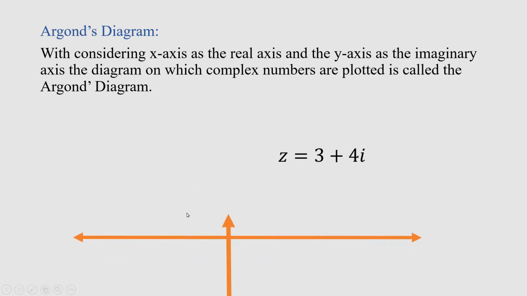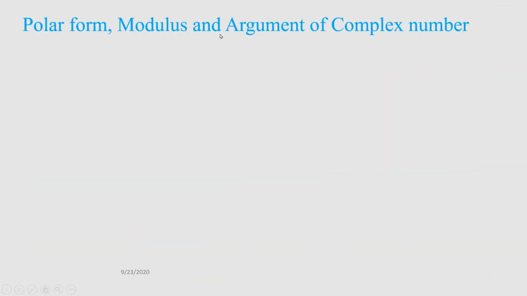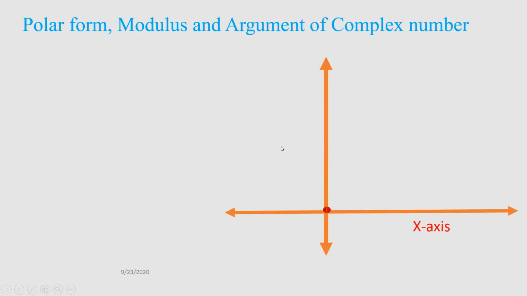So, if we take the x-axis as a real axis and the y-axis as an imaginary axis and plot the complex number, then the diagram is called an Argand diagram. Here this length is 3 and this length is 4. Now further, modulus and argument of a complex number. Argand diagram.